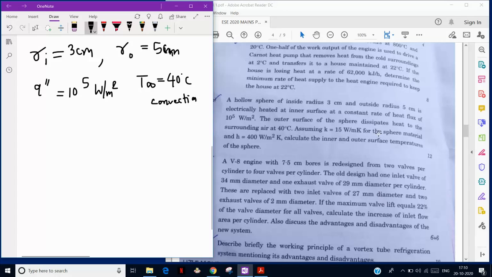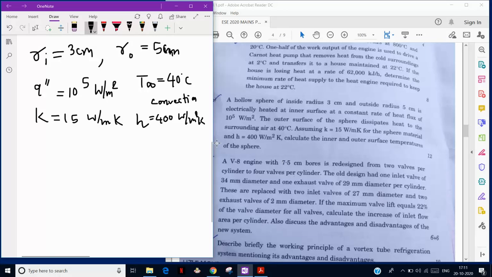Assuming the thermal conductivity of the sphere material, K, is given to us as 15 watt per meter Kelvin, and the h value for air is given as 400 watt per meter square Kelvin. We have to find the outer and inner surface temperature of the sphere.